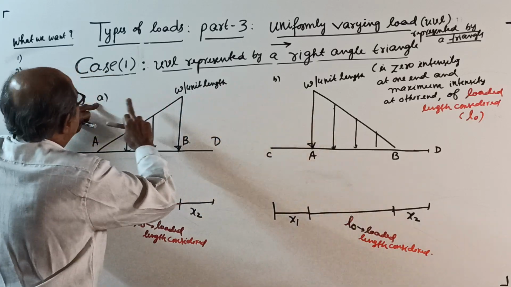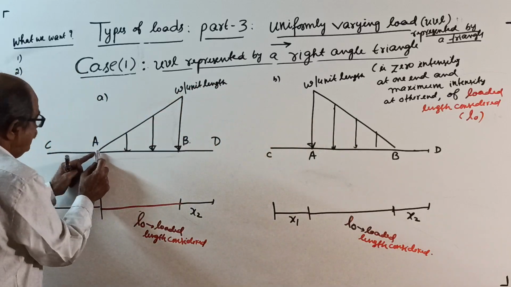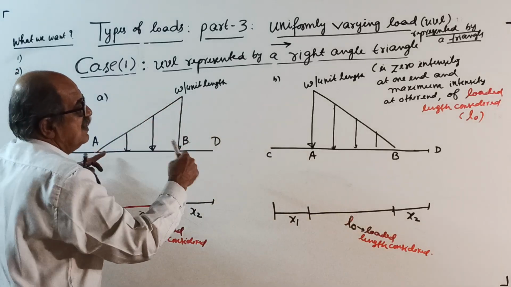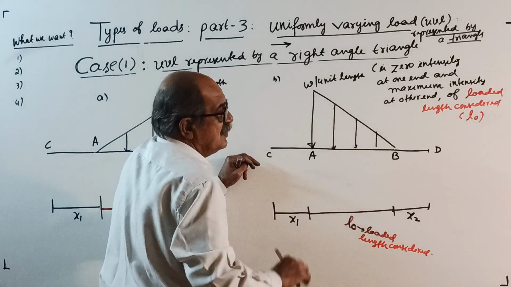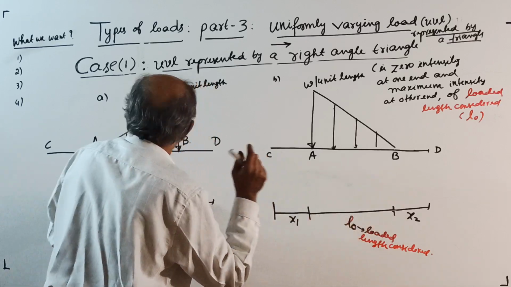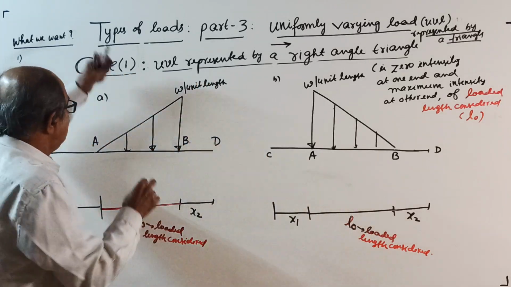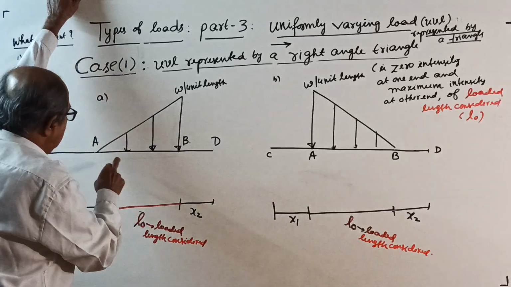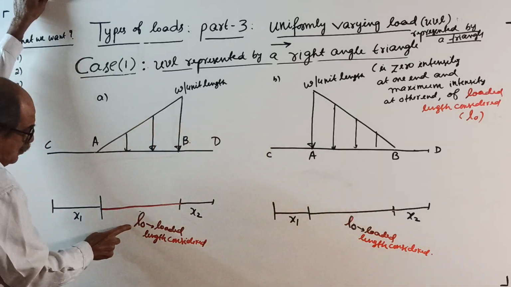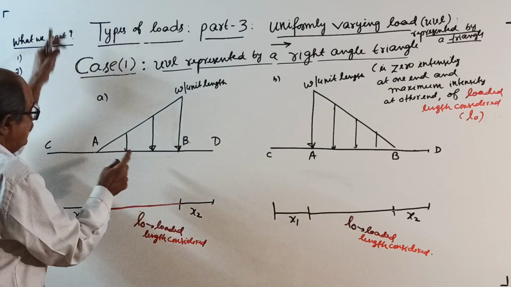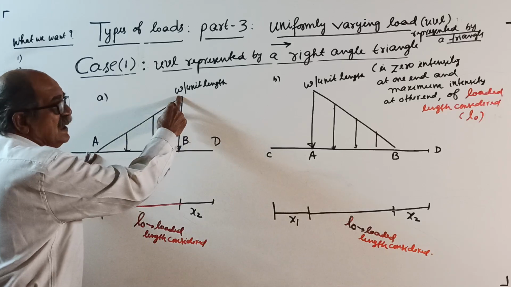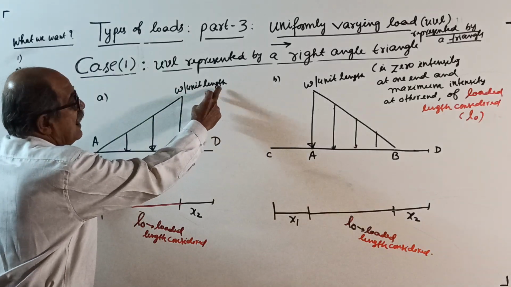Now, subdivision AB. Here 0, maximum here; 0 to W. Here maximum, 0 here. In both cases, loaded length is L0. Those who want, write here, as per the sketch: uniformly varying load represented by a right angle triangle where loaded length is L0. At the left end of the loaded length, intensity is 0, which linearly increases to a maximum of W per unit length at the right end.